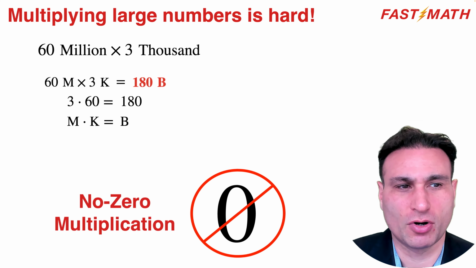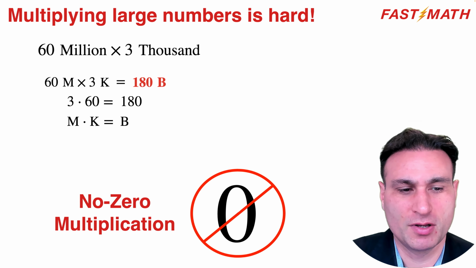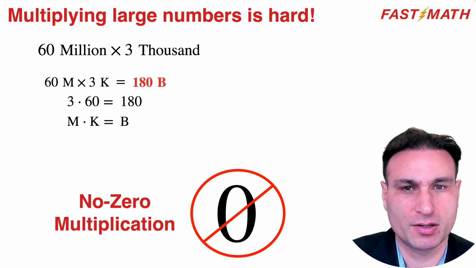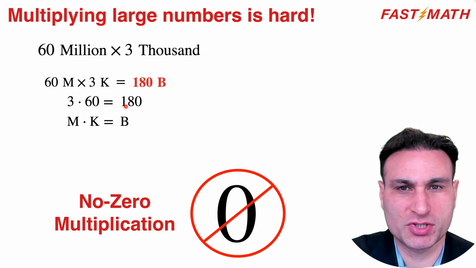And so this method is called no-zero multiplication because we don't count the zeros and we just multiply the units of magnitude directly. We just multiply the numerical portions. 3 times 60 equals 180, and the units of magnitude, million times 1,000 is a billion, and combine these results.